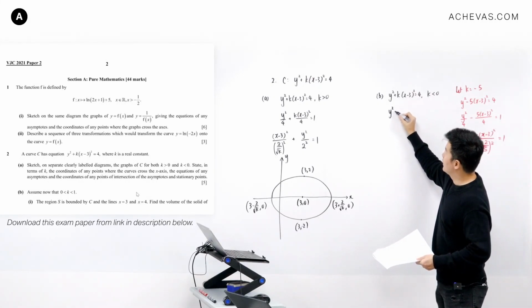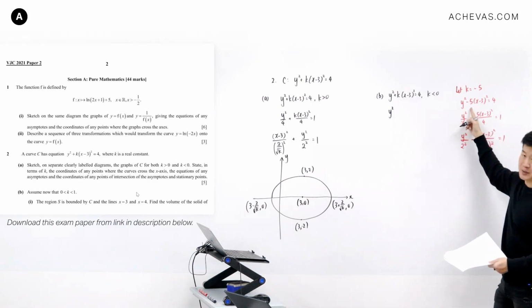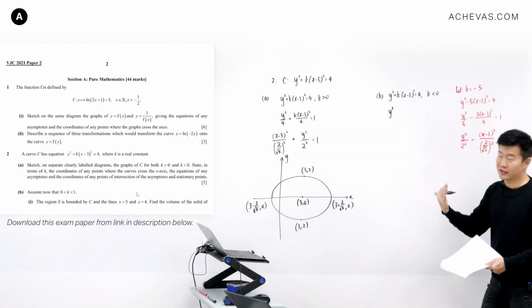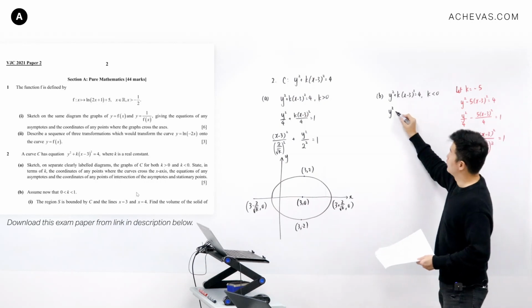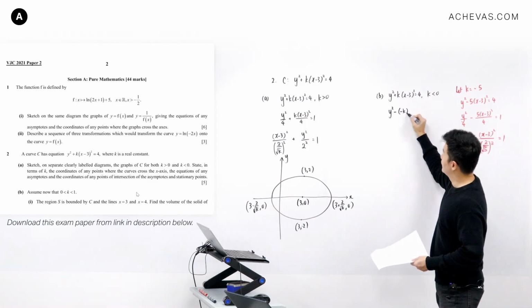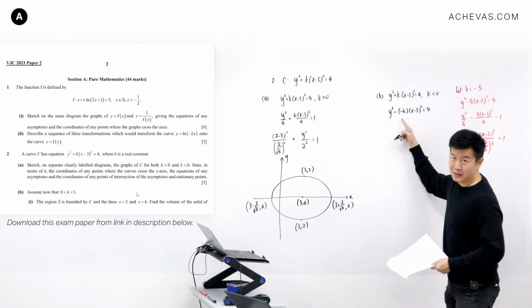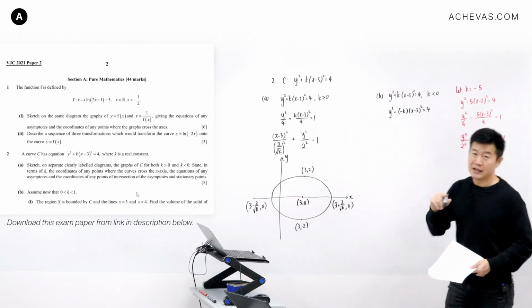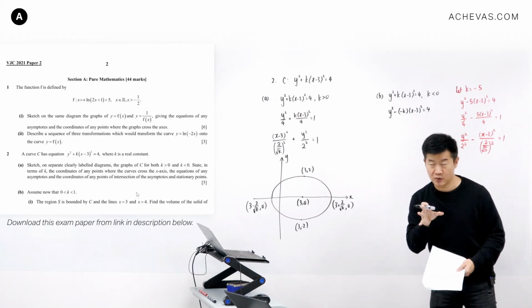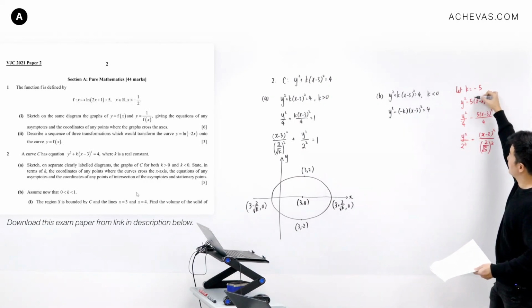So y² + k(x - 3)², like what we have experienced here, we're going to extract out the negative. So it will be y² - (-k)(x - 3)² = 4. And please take note, since k is less than 0, negative k is going to be positive now, which behaves like this positive 5 over here.